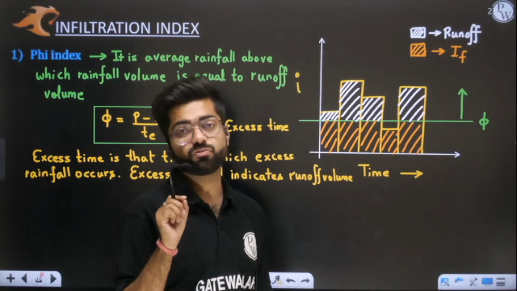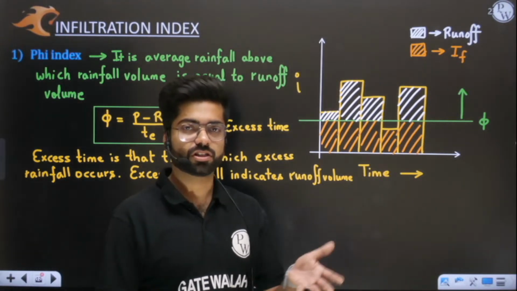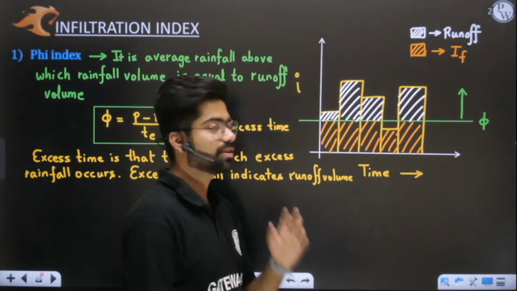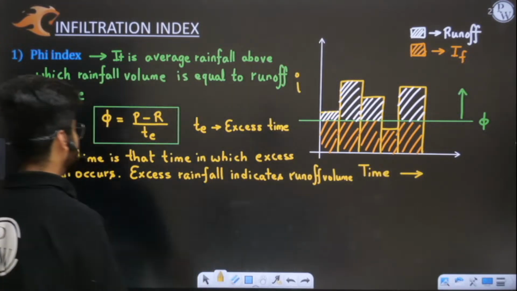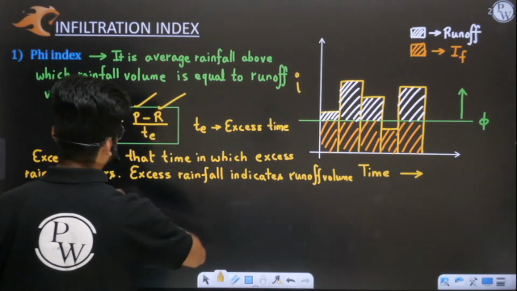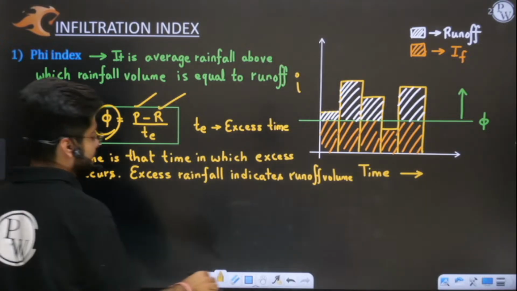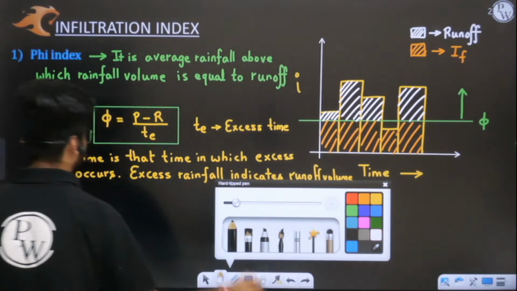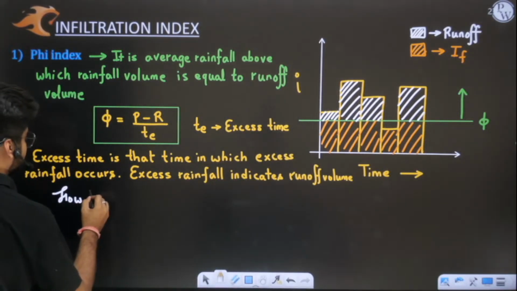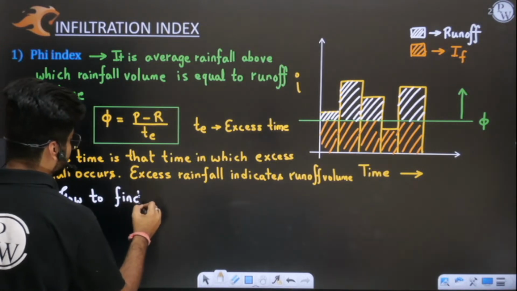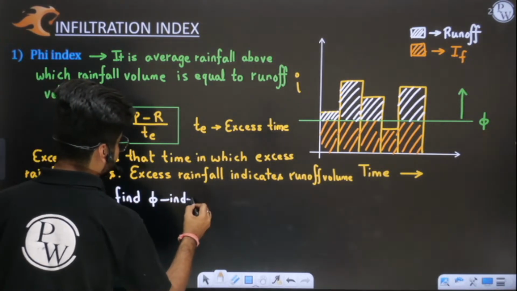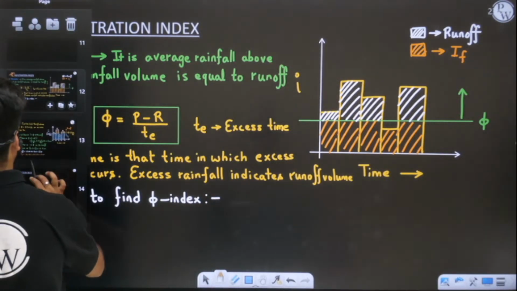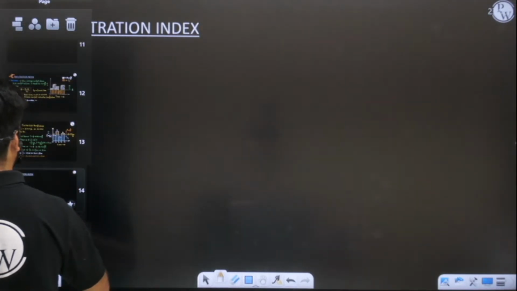So what is the methodology if in a question the hydrograph is given to you and runoff is given to you? How will you find phi index if the precipitation chart is given to you and runoff is given to you? For that we have a methodology. Okay, so let us try to understand that. How to find phi index? Listen very carefully, this is important, because generally people get confused with this, so please pay attention here.